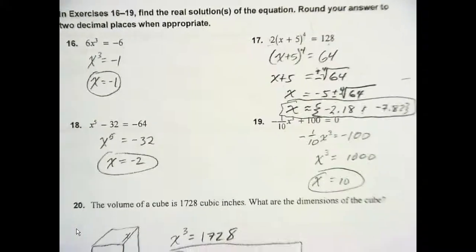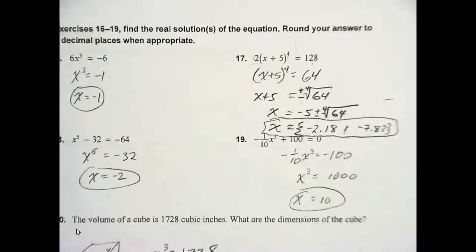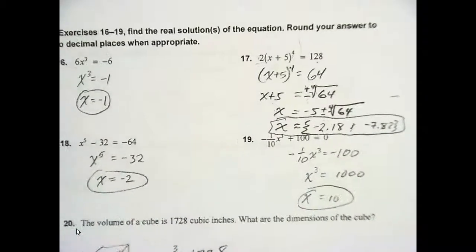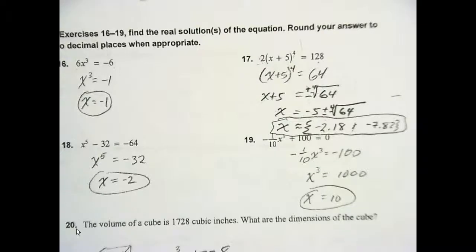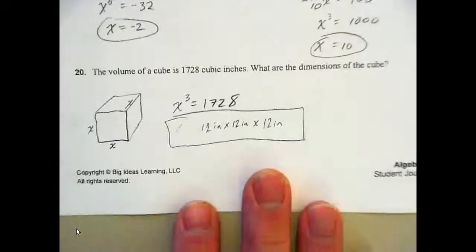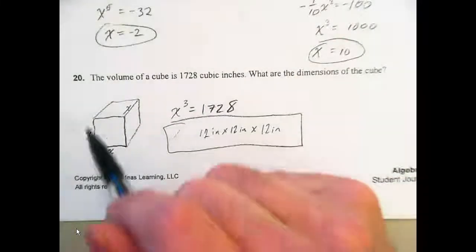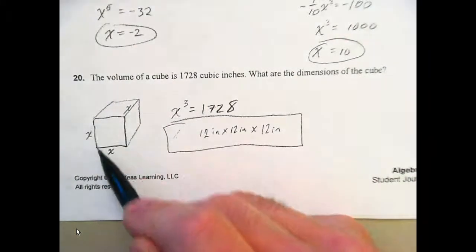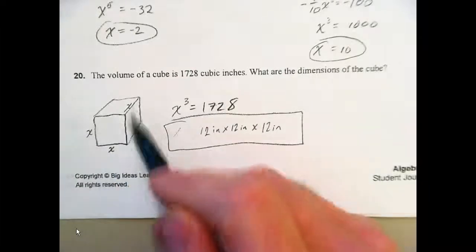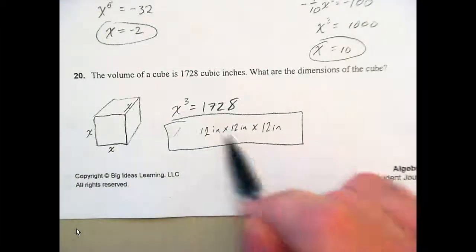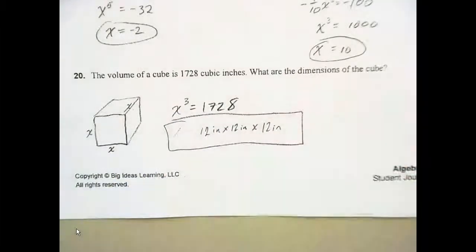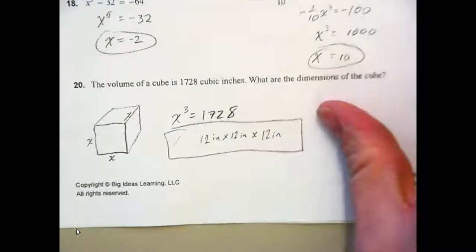Number 18, negative 2. And number 19 is 10. Okay, any questions on those 4? If you have individual questions, you can ask me a little later as well. But number 20, a cube. Okay, three-dimensional square. So x times x times x is our volume, or side times side times side. That's to the third power. Take the cube root of 1728. You get 12. 12 inches.